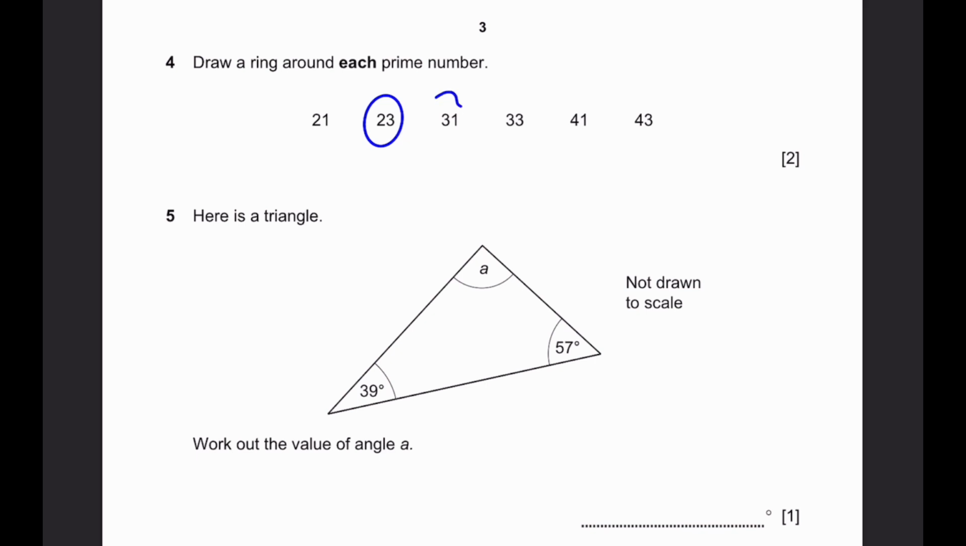31 is also a prime number. 33 is not a prime number since it can be written as 3 times 11. 41 is a prime number and 43 is also a prime number. That's the answer. Question 5.